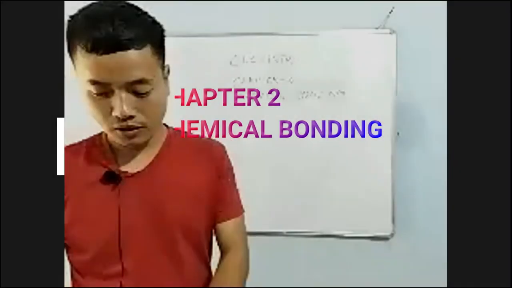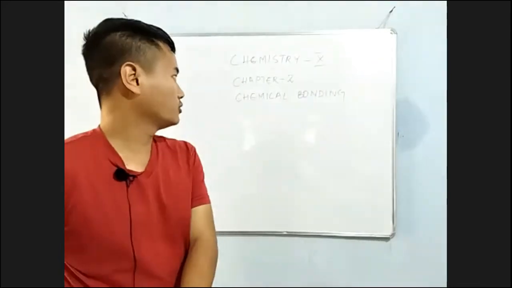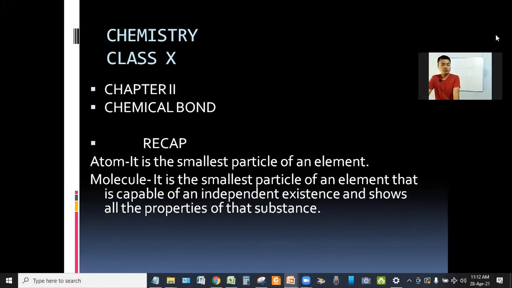Hello everyone. Today we learn about chemistry, class 10, chapter 2, chemical bonding. Before we go into the topic, let's do a recap. In our previous classes, we have already learned about atoms and molecules. Let's do a revision for that.